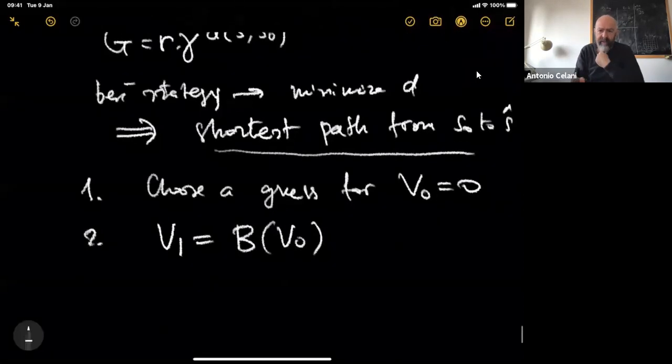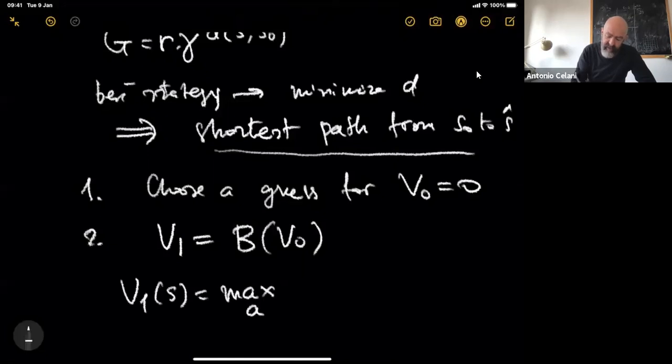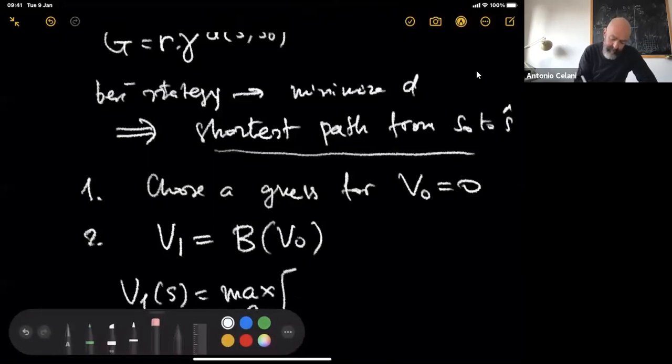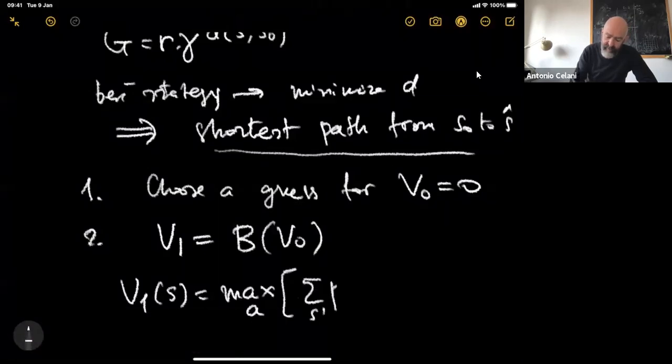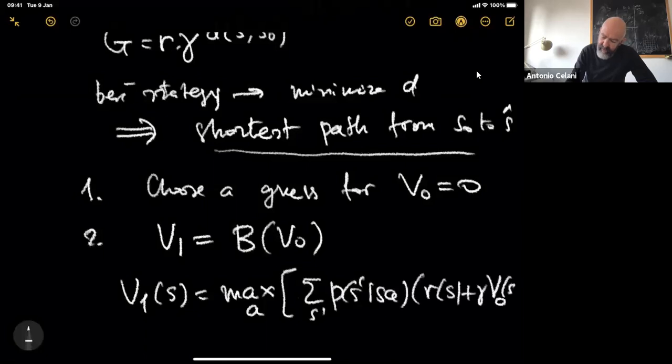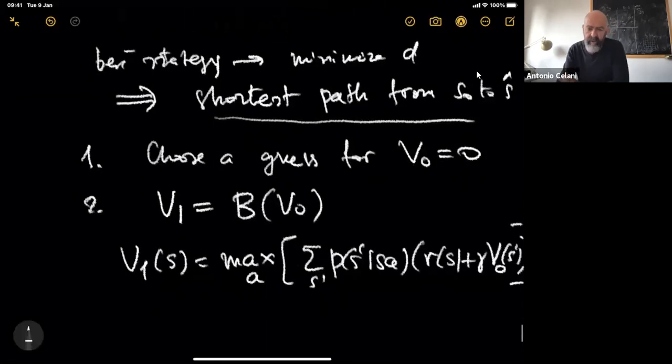So let's go component by component and write down again what this means. My next approximation at any given state S on my grid is the Bellman operator: max over A of the sum over new states S prime, P of S prime given S and A, then I have my reward in state S, plus gamma V node of S prime.